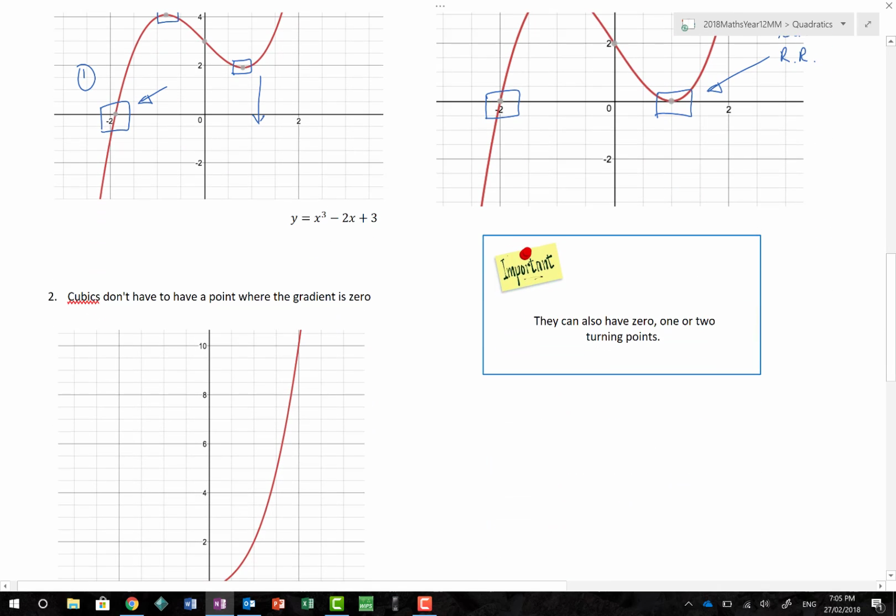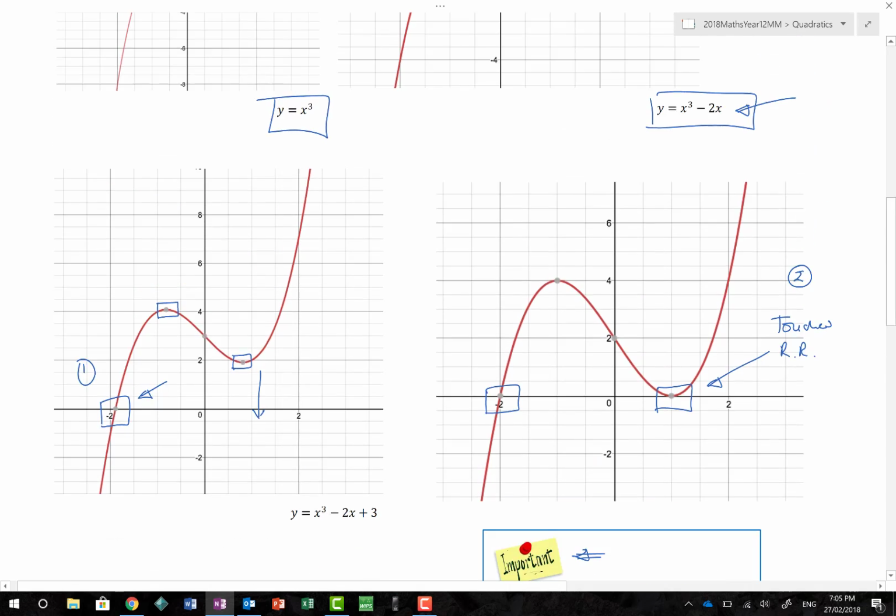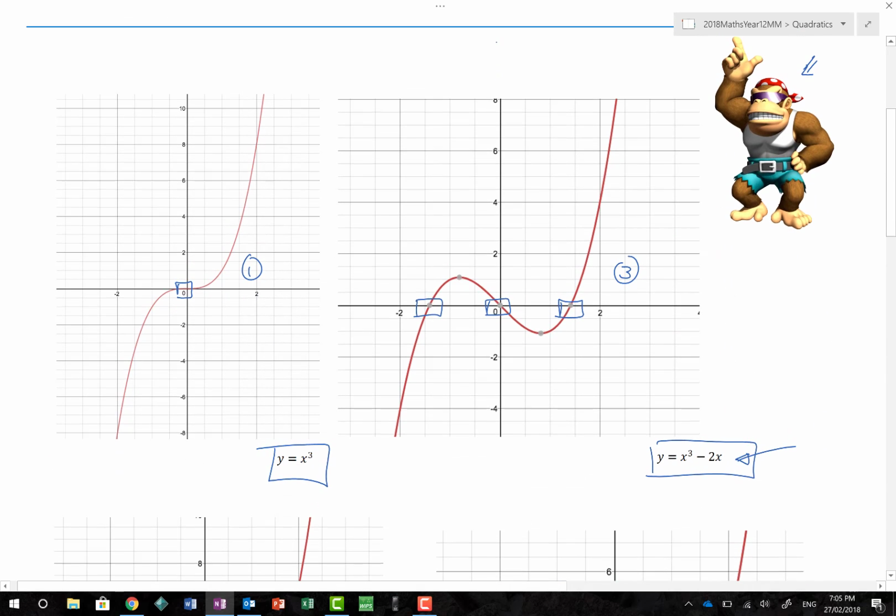What we've also got to know, and this is really important for cubics, is that they can have 0, 1, or 2 turning points. Now, what does that mean? Well, in this situation here, a turning point is defined as a point with 0 gradient. All right, so 0 gradient.